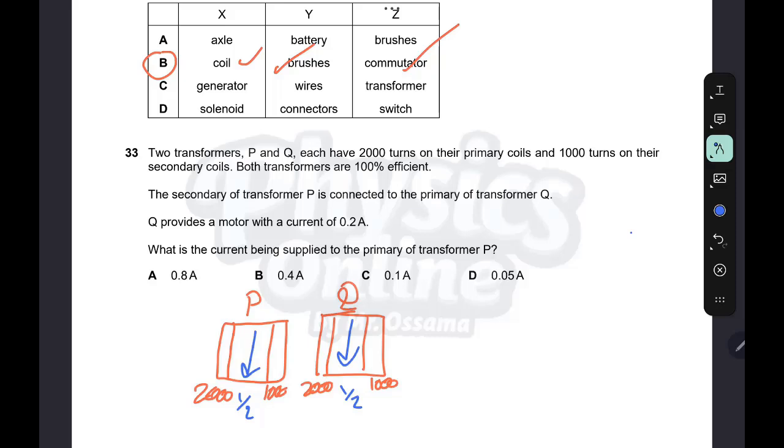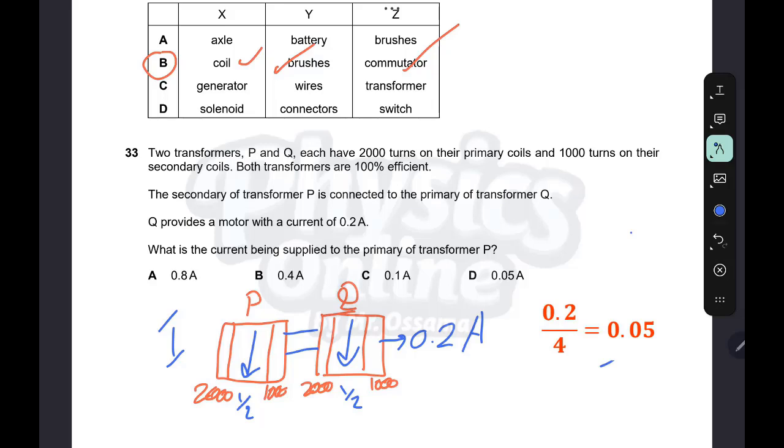The secondary coil of transformer Q provides a motor with a current of 0.2 ampere. So what is the original current here? As we said, the voltage decreases to 1/4 of its value, so the current increases to 4 times. So what was the original current that increased to 0.2? 0.2 divided by 4 equals 0.05.